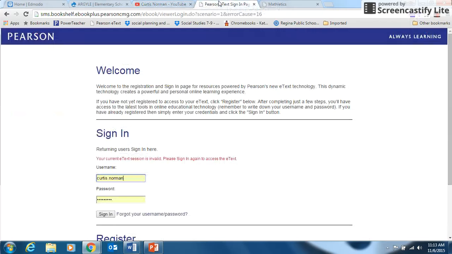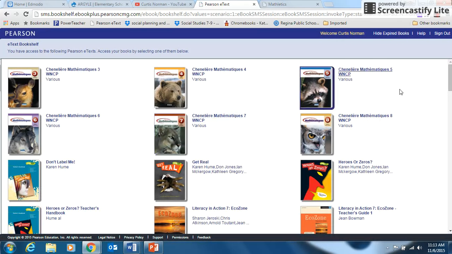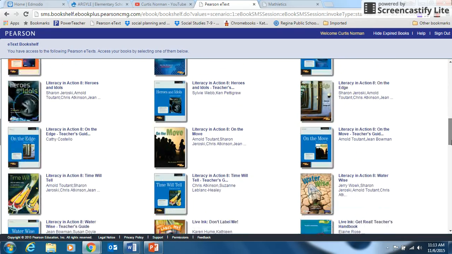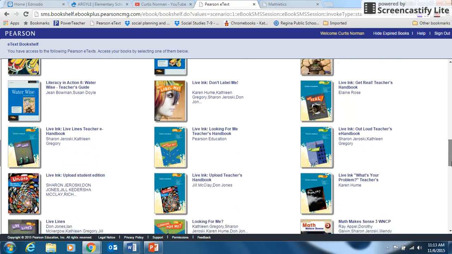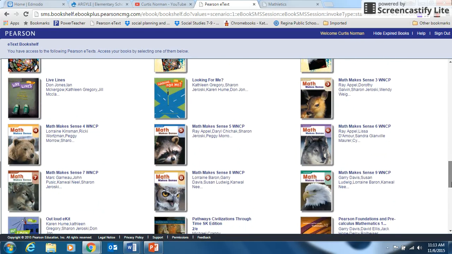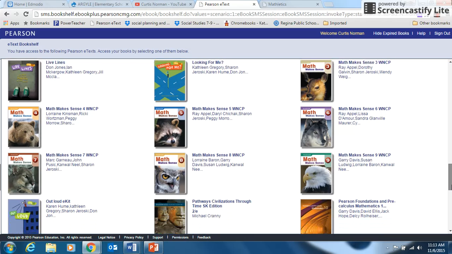The students have Pearson. All our textbooks are online. This is my Pearson account here, but every student has their own Pearson account. Every textbook we have in the school is now electronic. I would scroll down, and there's a bunch of language arts, literacy in action. You can take a look at this with your son or daughter. Here's all the math textbooks up to grade 9.